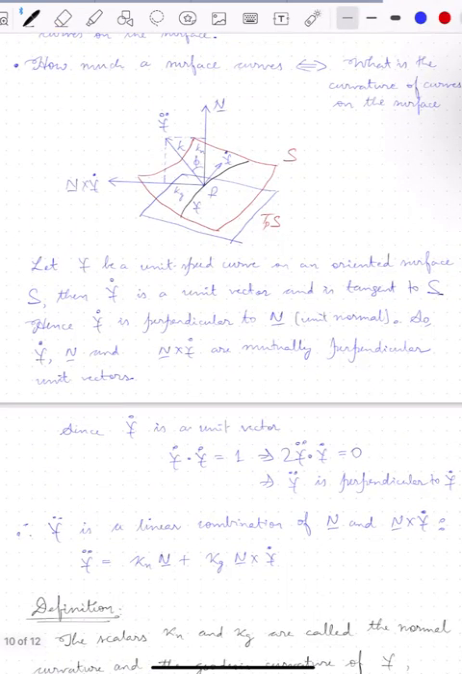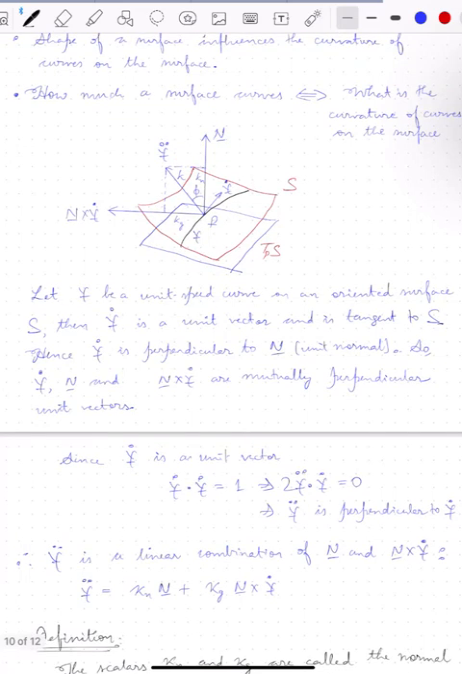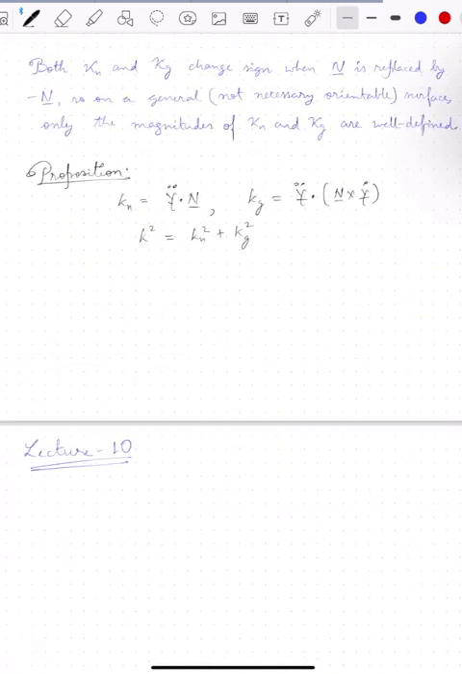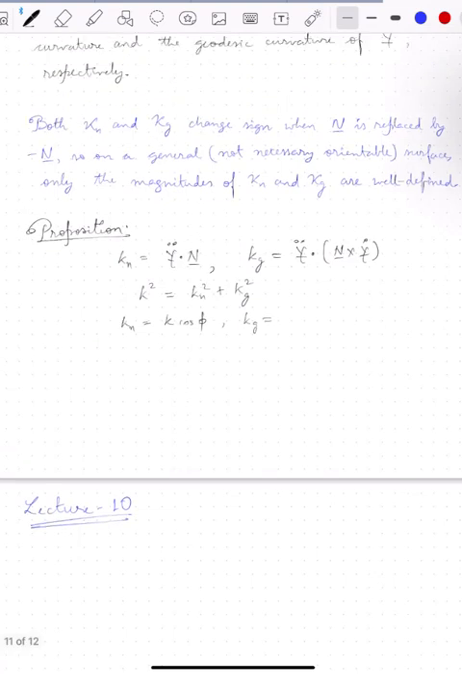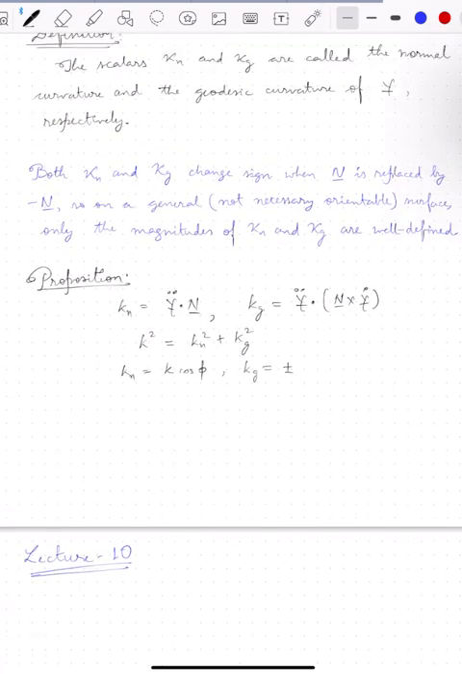Now, based on this schematic here, kappa n is equal to kappa cosine phi, as we can see from the figure here. And kappa g is equal to plus minus kappa sine phi.